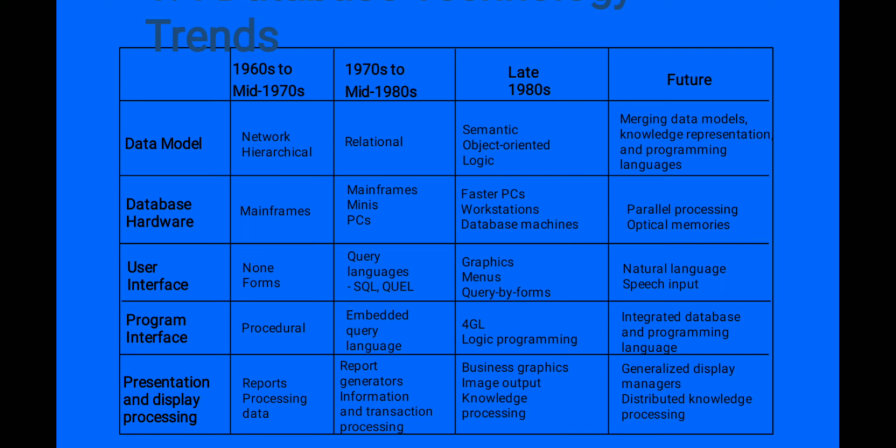In the late 1980s, semantic and object-oriented languages, faster PCs, workstation database machines, graphics, menus, query by forms, 4GL, logic programming, business graphics, image output and knowledge processing. In the future, merging of data models, knowledge representation and programming languages, parallel processing, optical memories, natural language, speech input, integrated databases, generalized display managers and distributed knowledge processing.